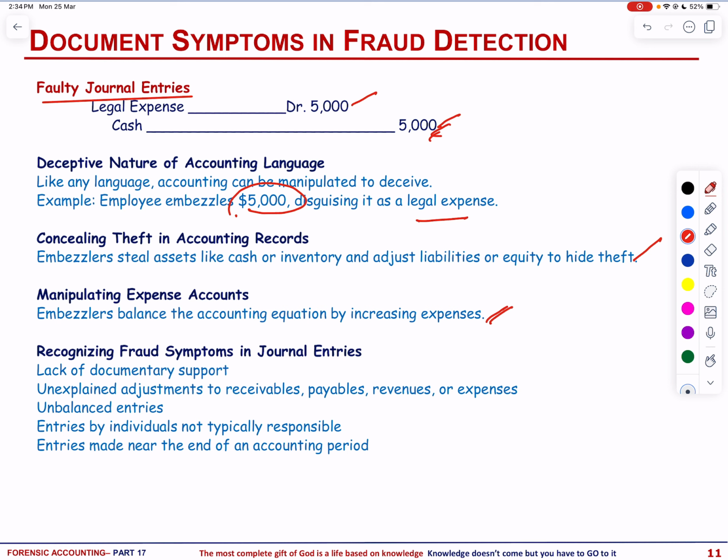Following are the common journal entry fraud symptoms: lack of documentary support, unexplained adjustments to receivables, payables, revenues, and expenses, unbalanced entries, entries by individuals not typically responsible, entries made near the end of an accounting year. We will showcase these symptoms through three real cases of embezzlement.